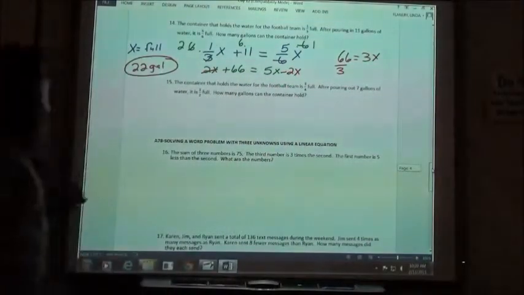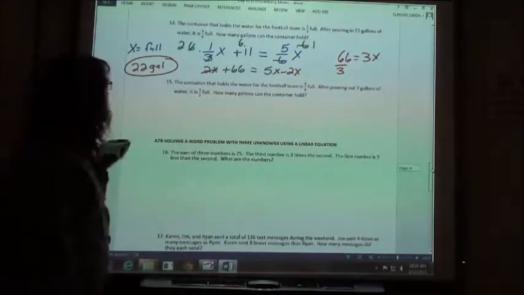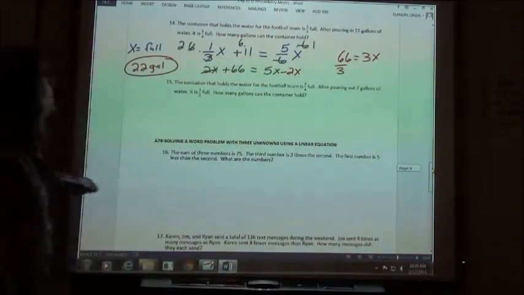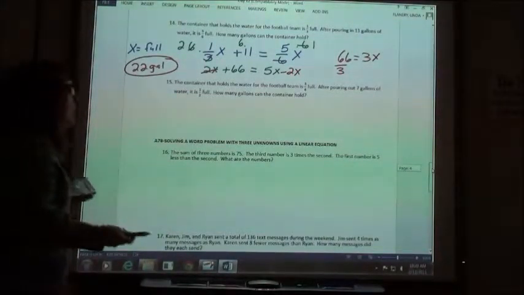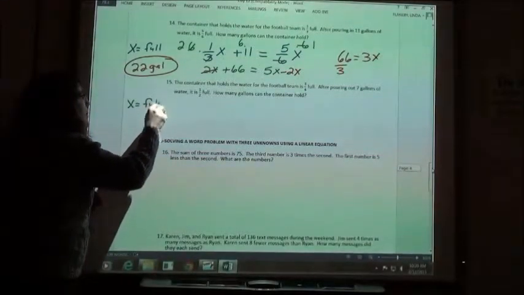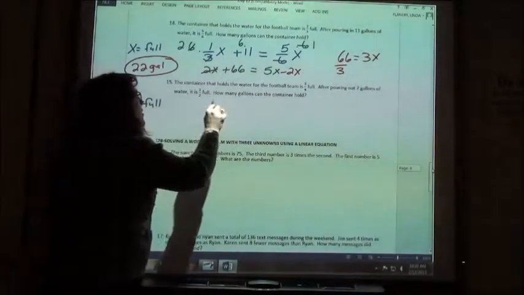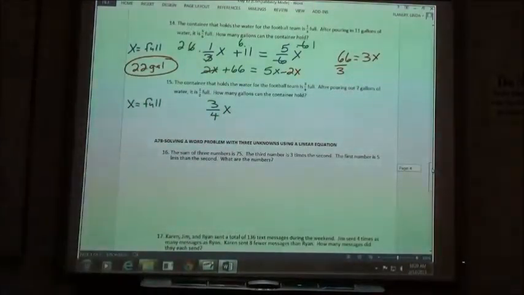Number 15, the container that holds water for the football team is 3/4 full. After pouring out 7 gallons of water, it is 1/2 full. How many gallons can the container hold? So my container is 3/4 of the way full. Again, I'm going to let x represent a full container. So 3/4 of the way full, 3/4 times my total.